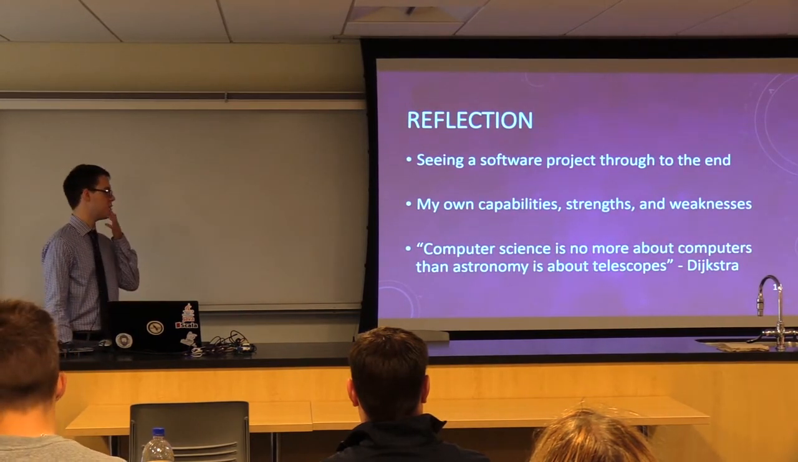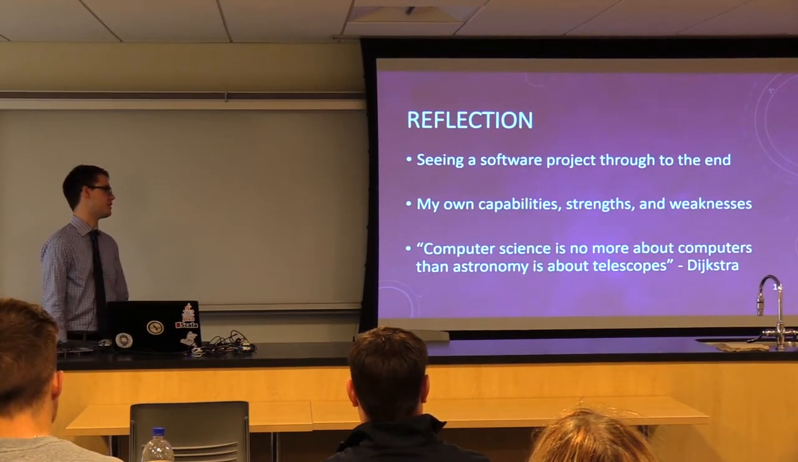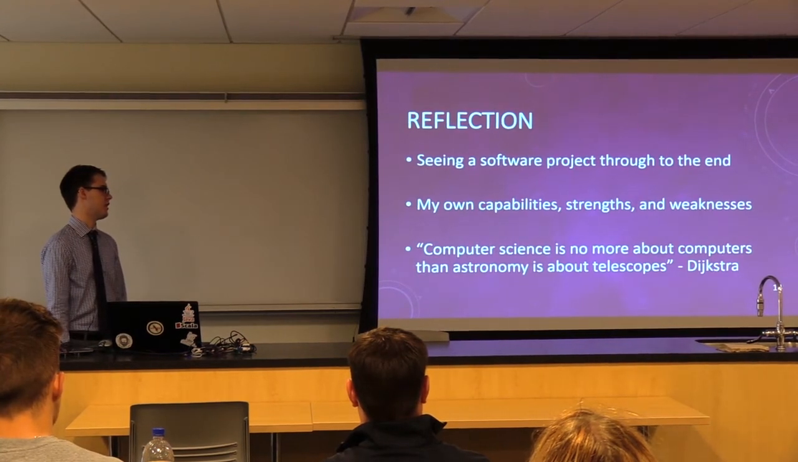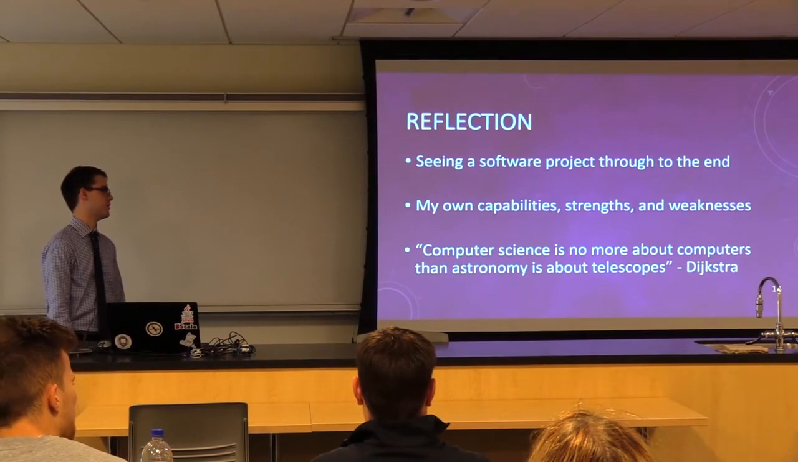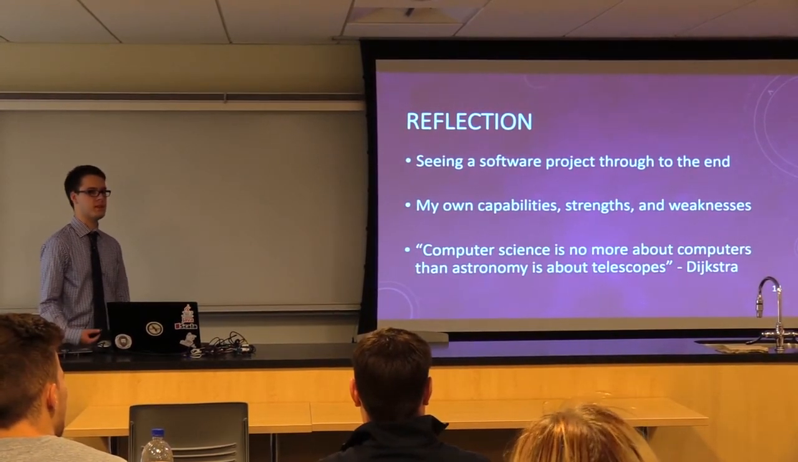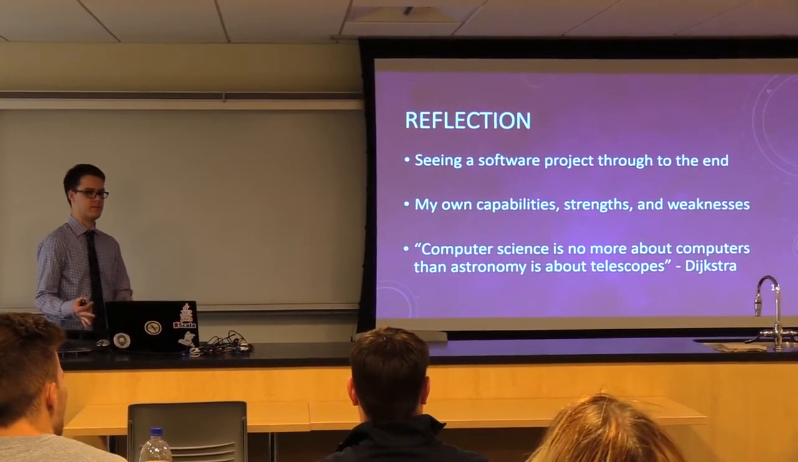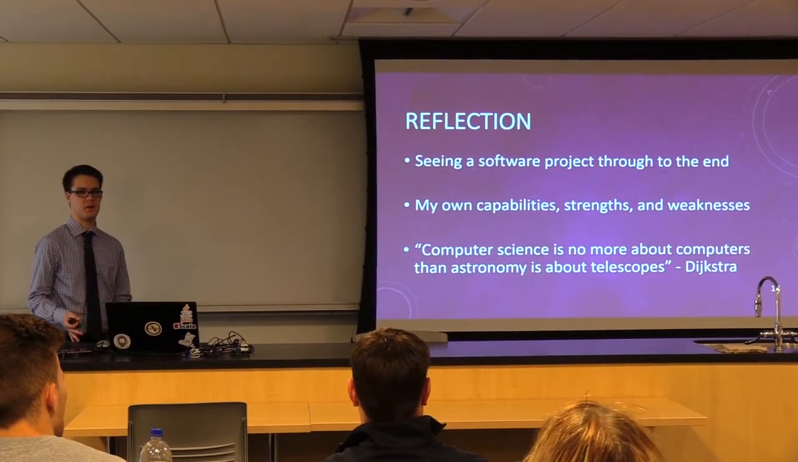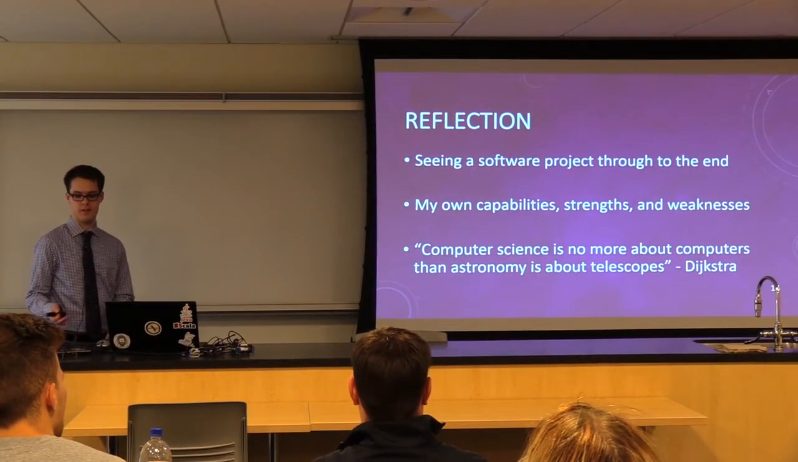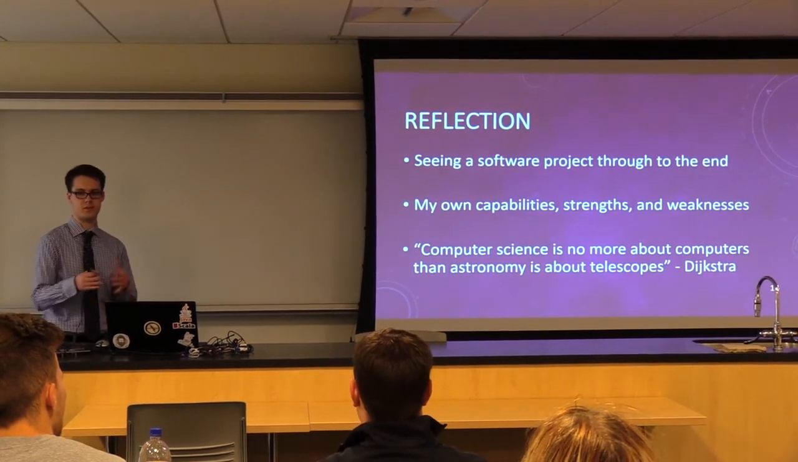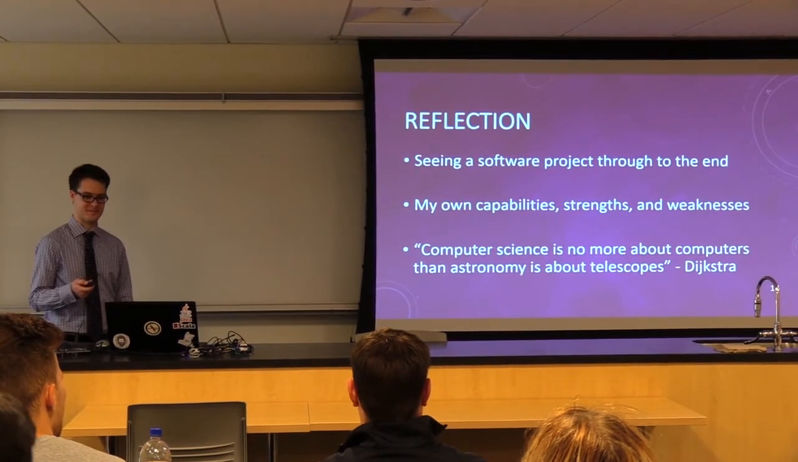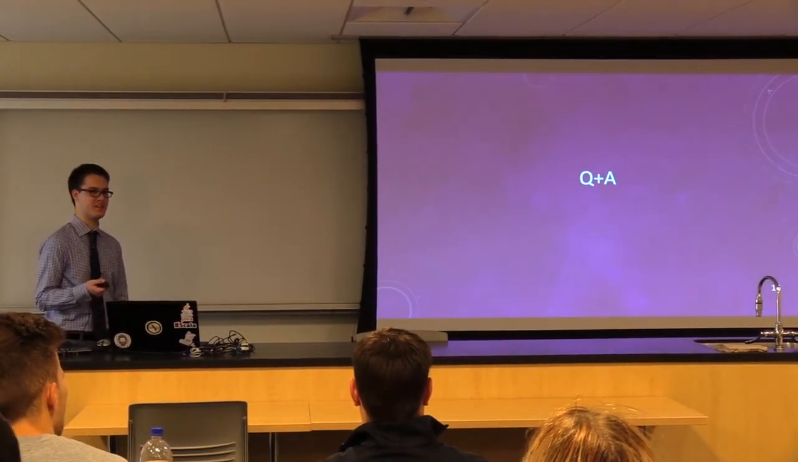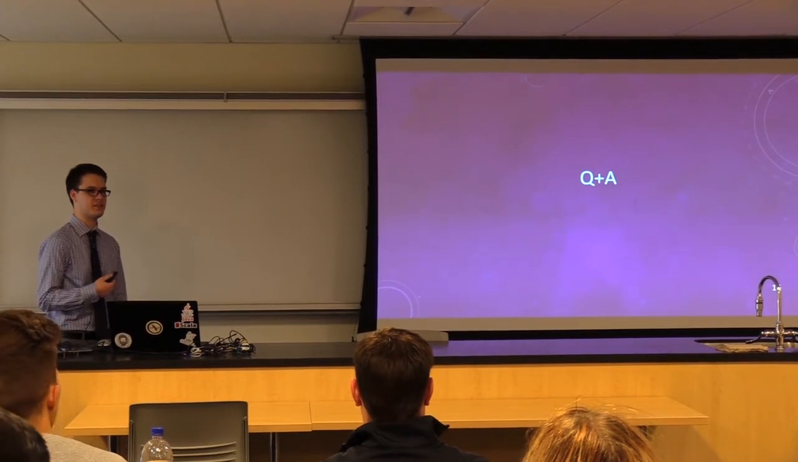And I wanted to include this quote by Dijkstra, who's a famous computer scientist, because I think it really captures what we do. So computer science is no more about computers than astronomy is about telescopes. So to me, that means that this type of work is about the methodology and it's about the algorithms. And while it does involve hardware, it really is about solving problems using computers. And I think that's pretty cool. So with that, thank you for listening. Does anyone have any questions?